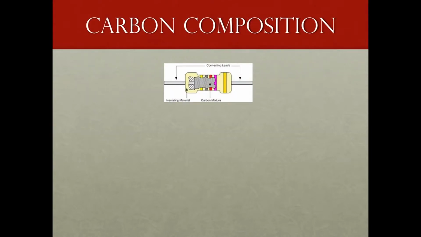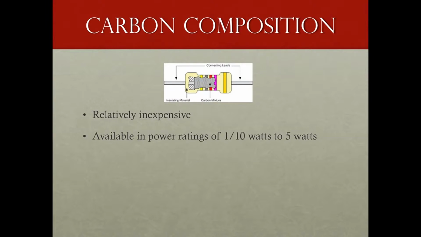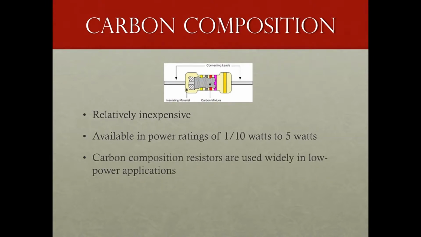Now, this is the carbon composition again. And the reason that they're used very widely is they're relatively inexpensive. And they're available in power ratings of 1/10 of a watt to 5 watts. Now, carbon composition resistors are used widely in low power applications and typically under a watt. They have typical tolerance of 5 or 10%.